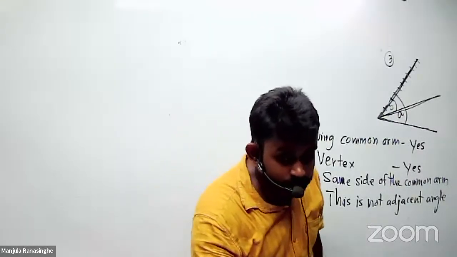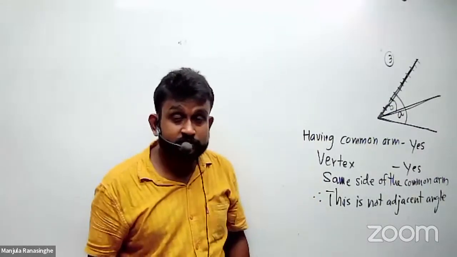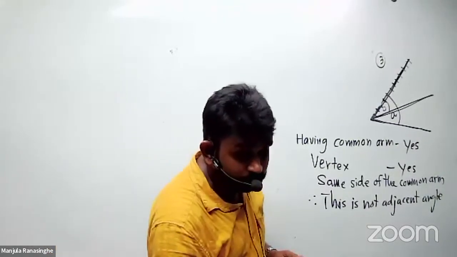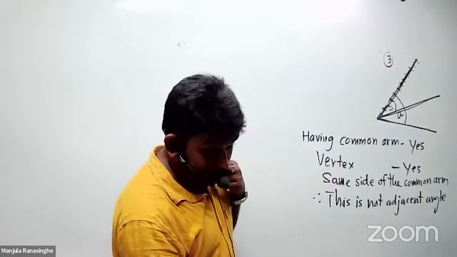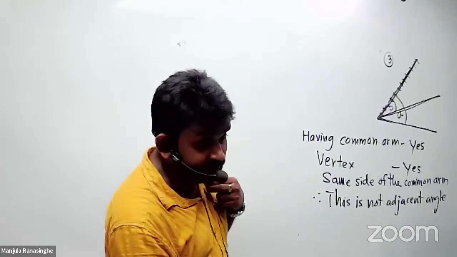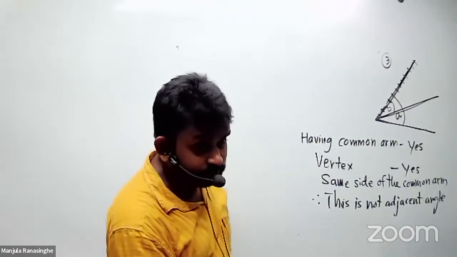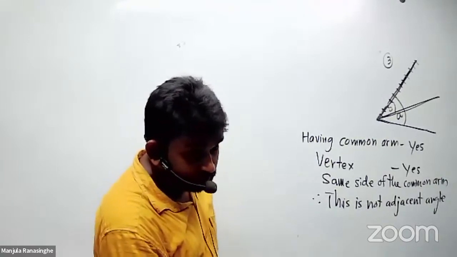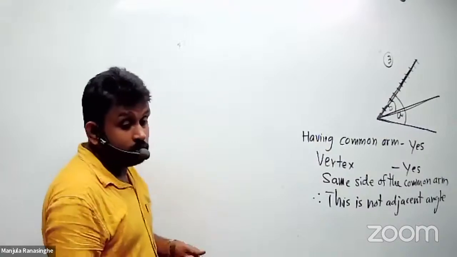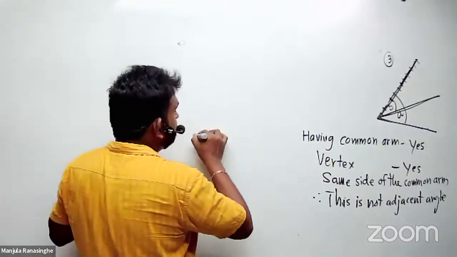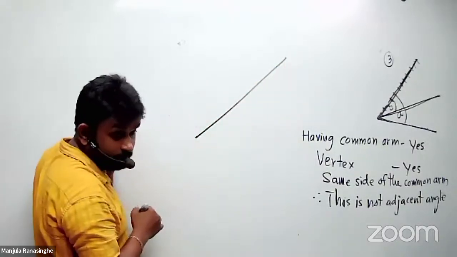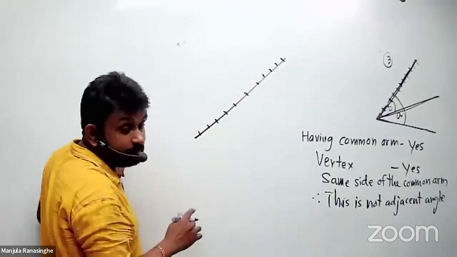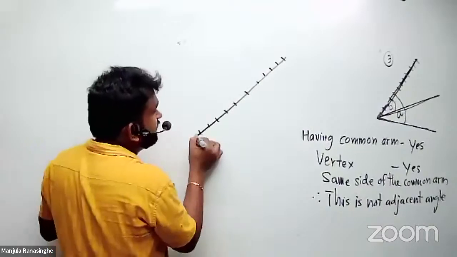Now, three conditions. The last condition says if we have the common arm, imagine this is the common arm. If the common arm is there, both angles have to be located on either side.